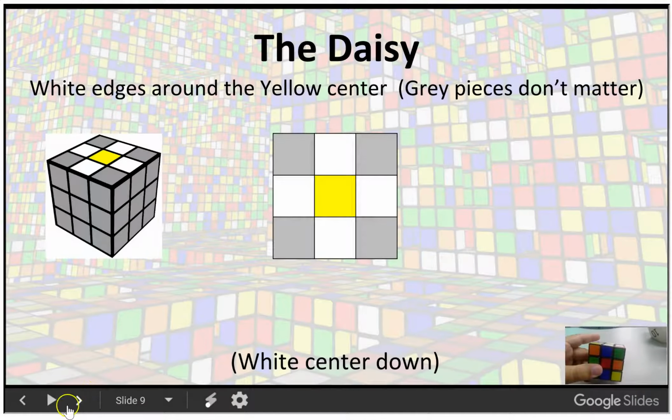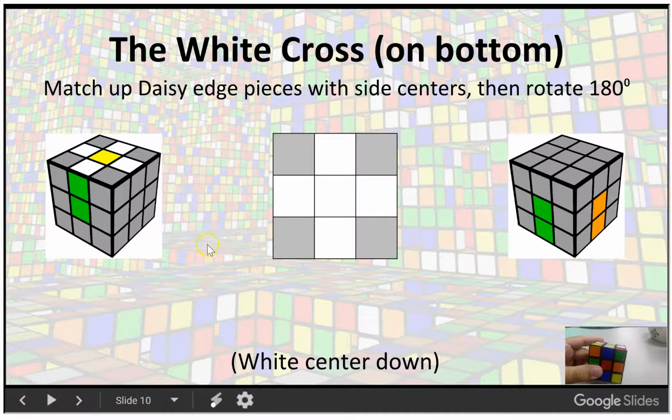Next step is I need to get the white cross on the bottom. And so it says to match up the daisy edge pieces with the side centers, then rotate 180 degrees. And so what that looks like is here I have white, green, green in my example. And so I want to try to do that same thing.